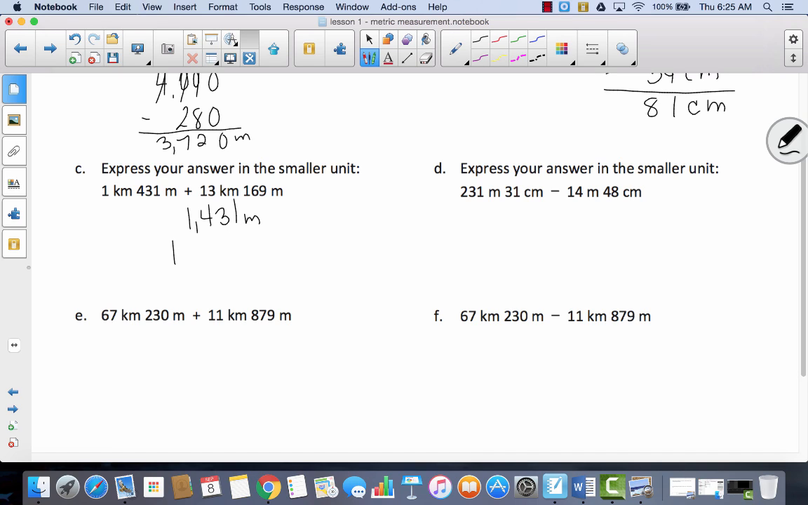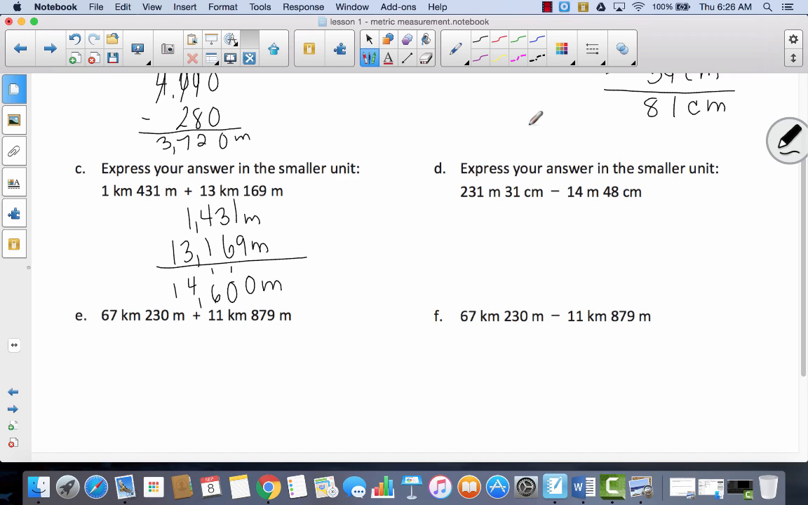So that would be 13,169 meters. So let's go ahead and add those together and let's see what we get. So I get 10, and then I get 10 again, and then I get 6, 4, and 1. So 14,600 meters. All right, so let's take a look at D.